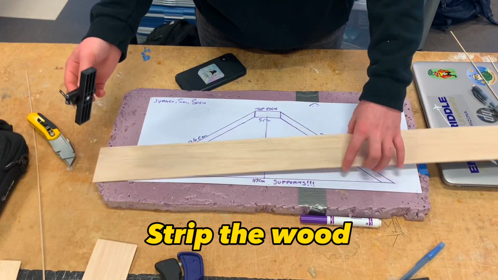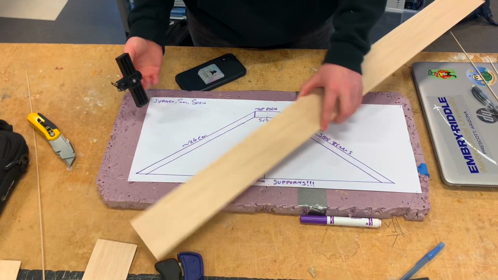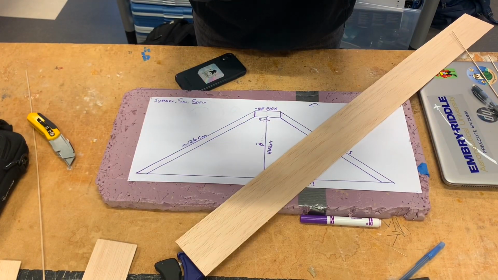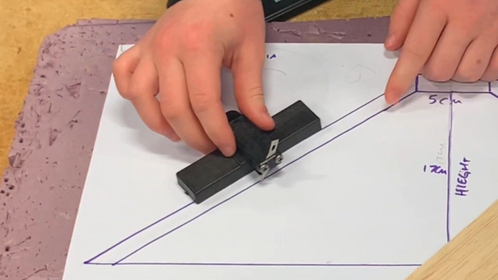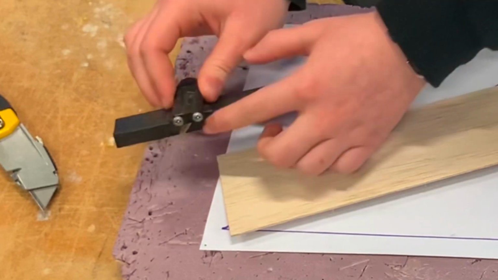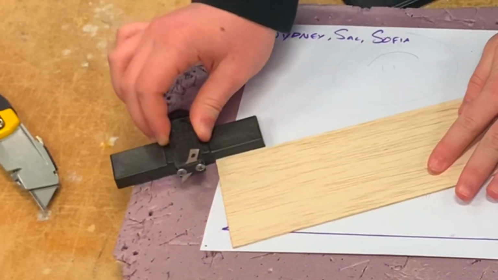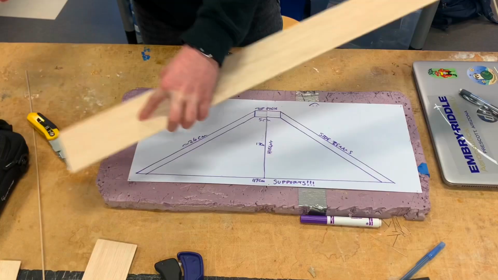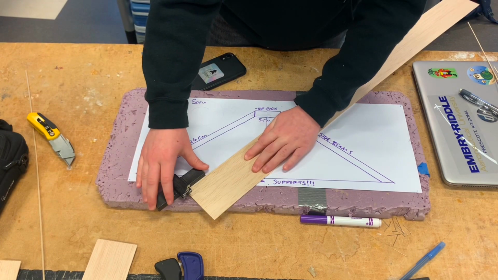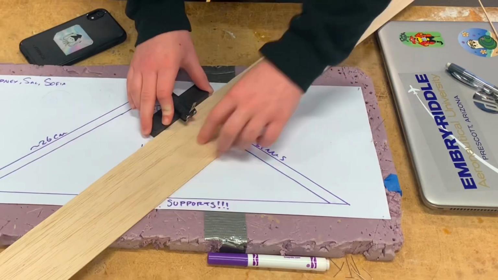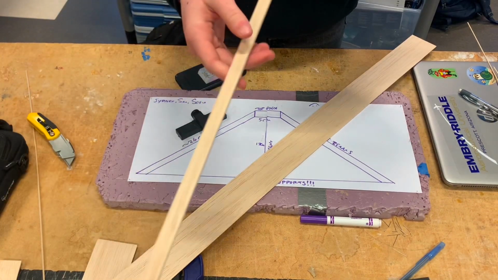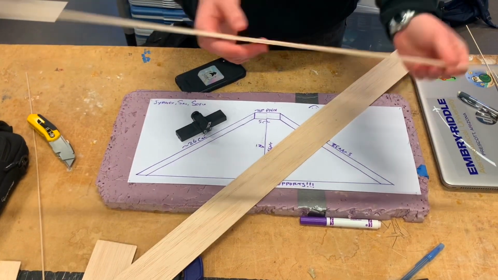This is how you strip the wood for your side beam. You want to make sure that it is the same width you want your side beams to be. Then you're going to line up the flat edge against the edge of your wood. Go across the wood with your balsa stripper. Come out with a nice flat piece of wood.